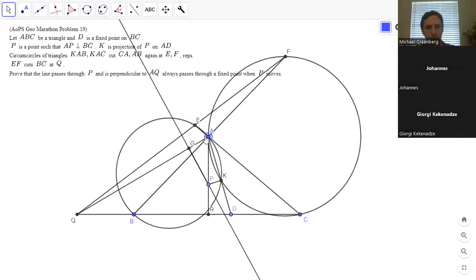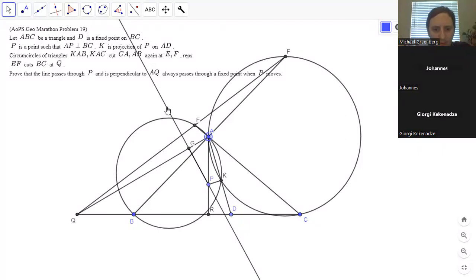There are so many circles through K. Maybe we can just try inverting around it. Because we have PRKD, we have AKPG, the two that are already drawn in. Yeah, let's try it.